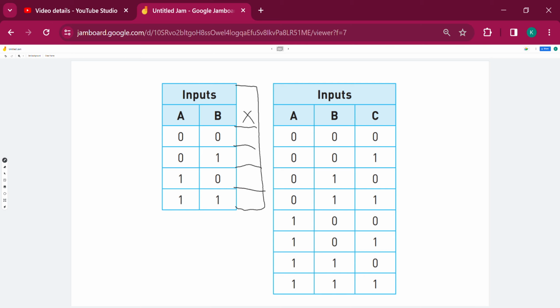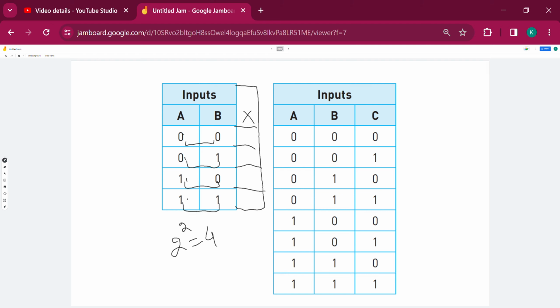Got it? When we have two inputs, the possible combinations are 2 power 2 is equal to 4. We are just applying the power rule. You can see here 1, 2, 3 and 4. Four possible combinations are there: both the bits are 0, one is on, the other is on, and both are on. These are the 4 combinations.